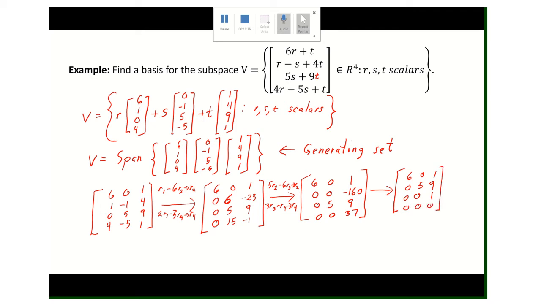So there's a couple of steps in there, but I'll leave that to you to go through. We end up with all three columns having a pivot point. So the basis is all three of those vectors: 6, 1, 0, 4, 0, minus 1, 5, minus 5, and 1, 4, 9, 1. That is our basis. Okay, so again, take the vectors, put them into a matrix, row reduce that matrix, and pull out the columns that have associated pivot points.